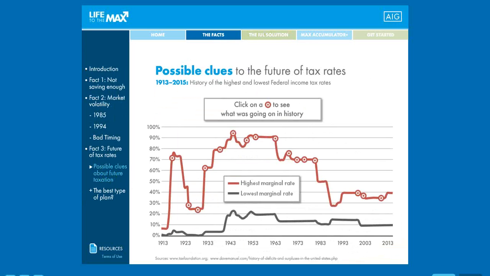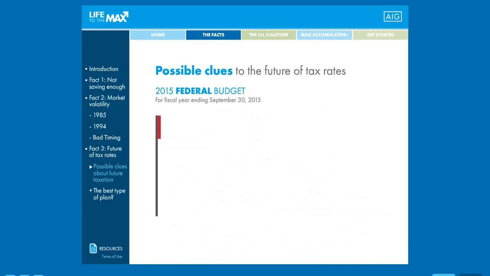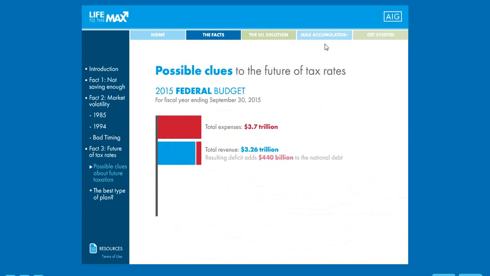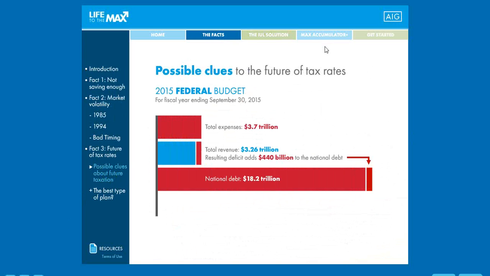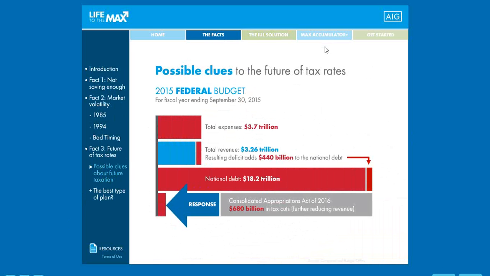All right, so we know here that since income taxes are used to pay for the federal budget, here's a closer look at our most recent year. This is the 2015 federal budget, and we can see that Congress and the President approved a budget of $3.7 trillion in expenses, but we only had $3.26 trillion in revenue, about half of which comes from individual income taxes. So this gives us a $440 billion deficit, and that's money that we have to borrow, which is added to the national debt. So that brought the national debt to over $18 trillion.